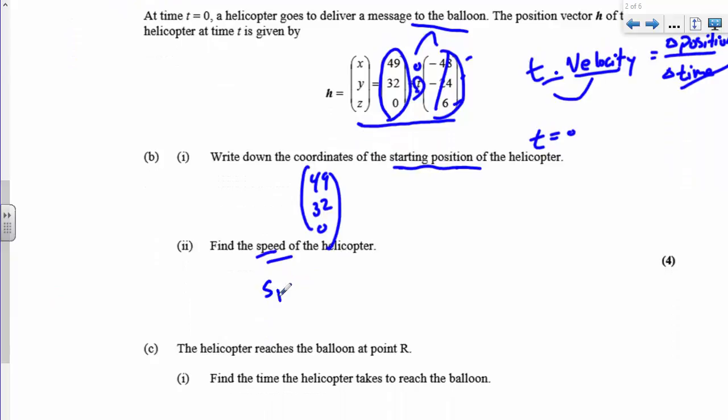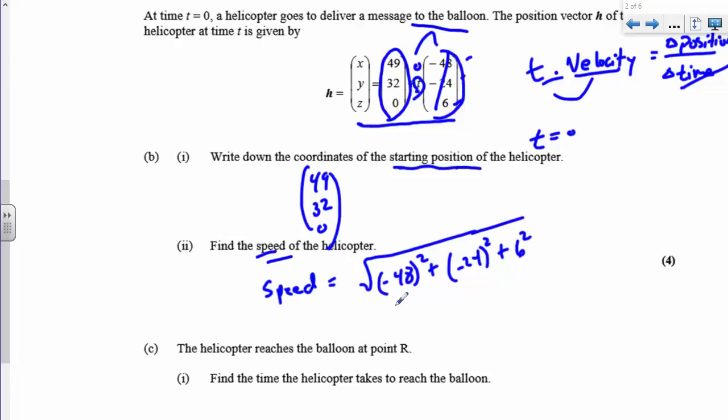All right, speed for this helicopter, at least, is equal to the square root of negative 48 all squared plus negative 24 all squared plus 6 all squared. And then we're going to take the square root of that. Okay? What you're going to find if you work this out, I would suggest with a calculator, is this should be around 54 kilometers per hour. That's how fast the helicopter is moving. That's not an unreasonable speed for a helicopter, as long as it's not trying to set any speed records there.